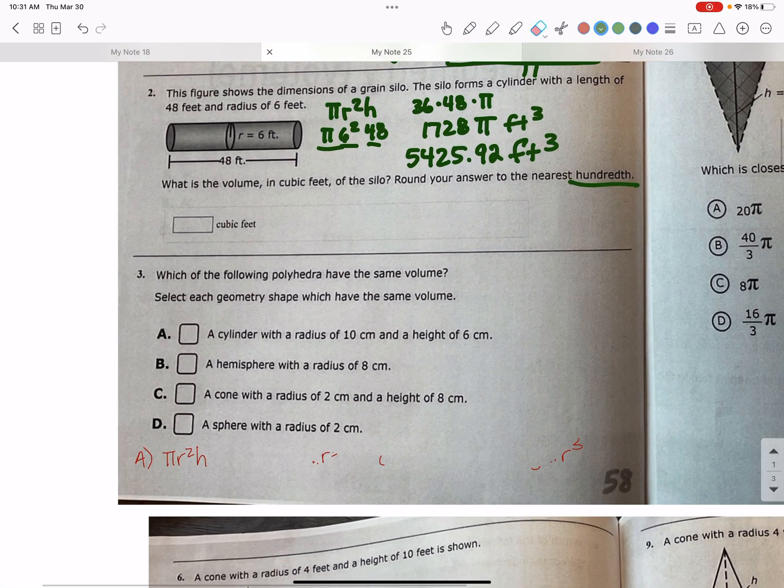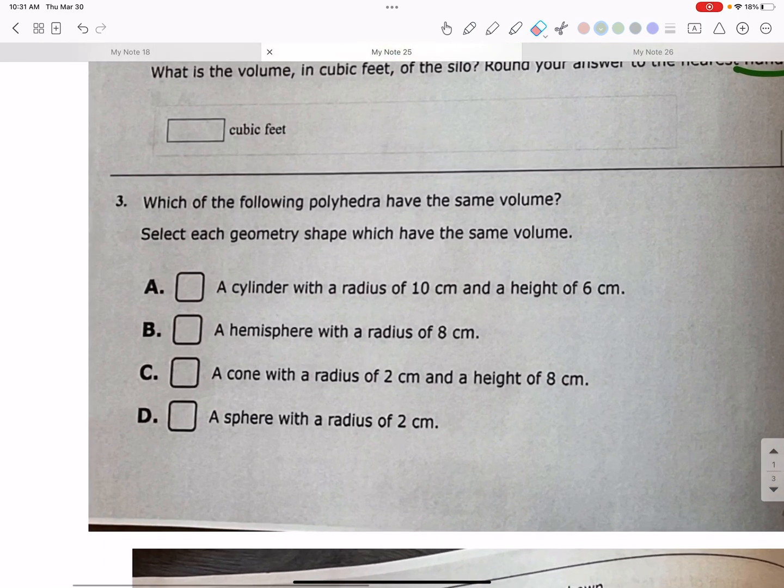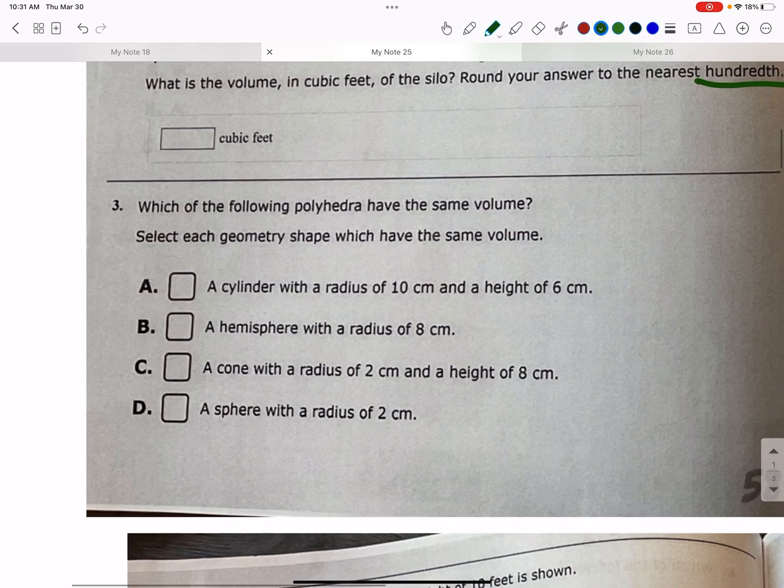All right, this one, which polyhedra? They're just asking us which one of these that has multiple sides has the same volume. So I have to know my formulas, which is really easy. A cylinder, okay, a cylinder is where I take a circle, pi r squared, and give it some height.